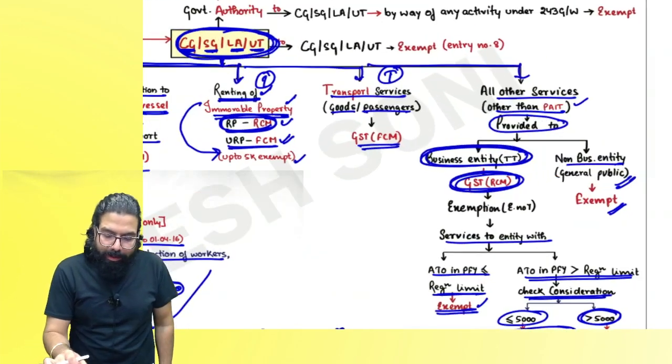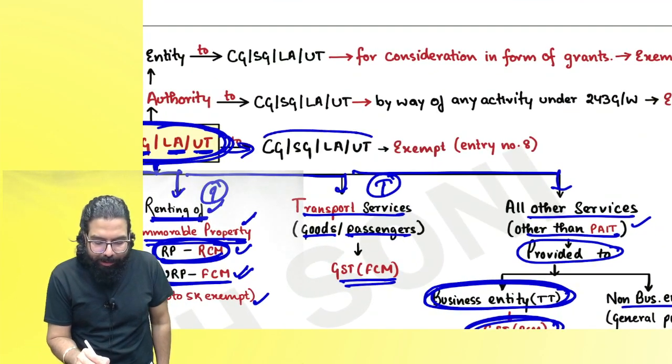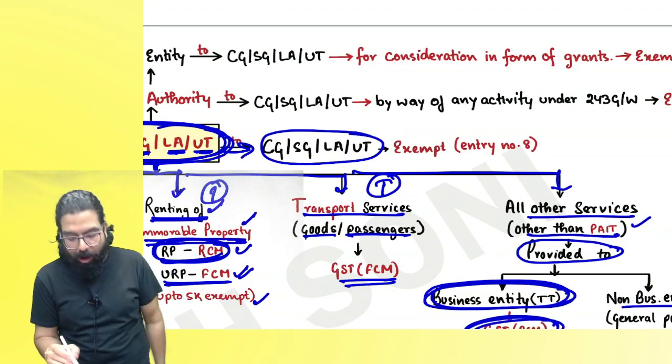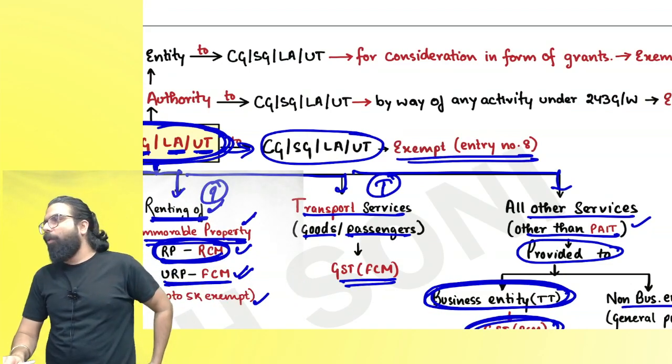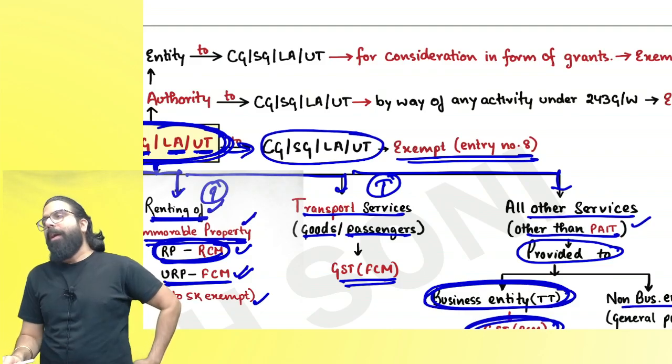Now, everyone over here, listen to me very carefully. Government is going ahead and providing services to the government only. Government to government services are always exempted. Can I go ahead, everyone? Government to government services will be exempted.